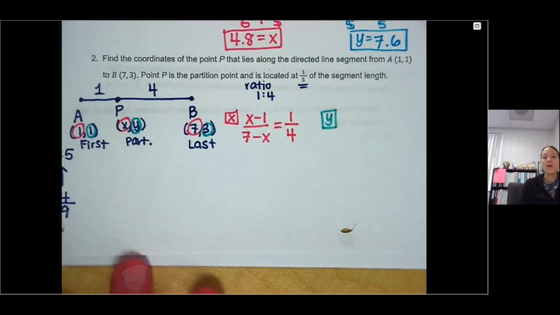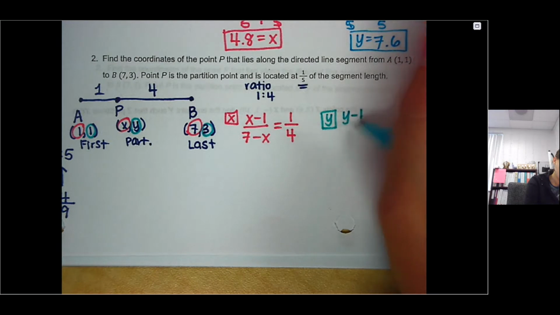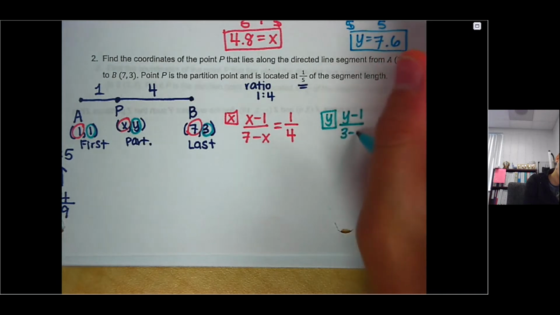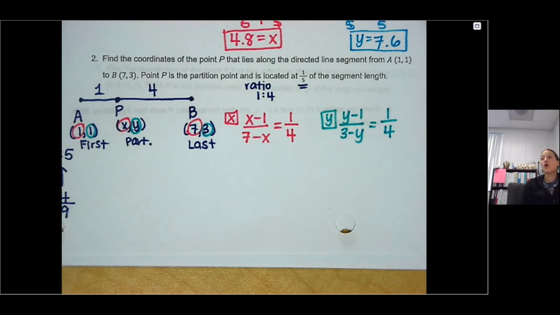Oh, crazy. All right, what would my Y's be? Same setup. Partition minus first is what? Summer, thanks for making eye contact. What is it? Over. And what do I set that equal to? 1/4. Perfect. And then you've got a little bit of cross multiplying to do.